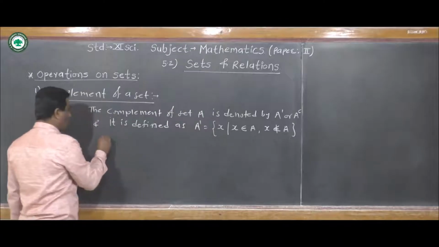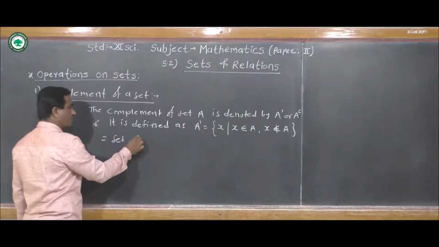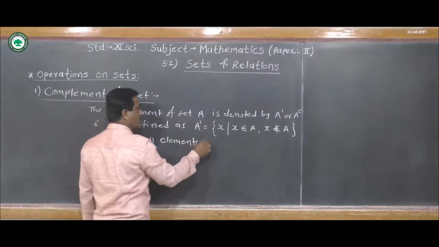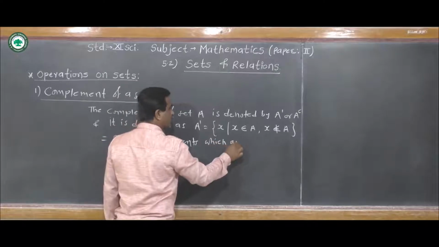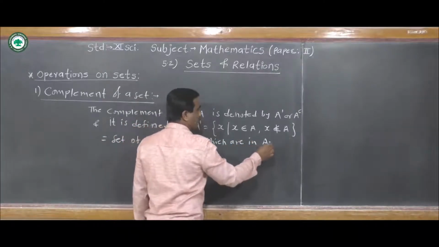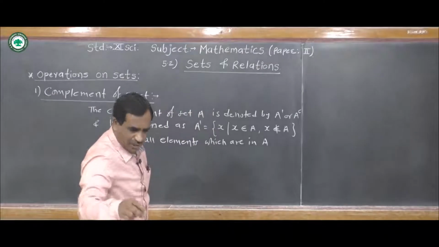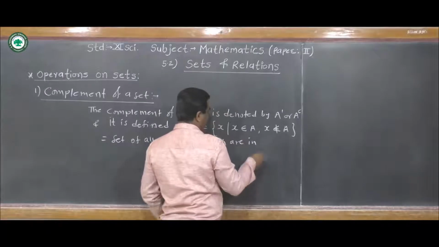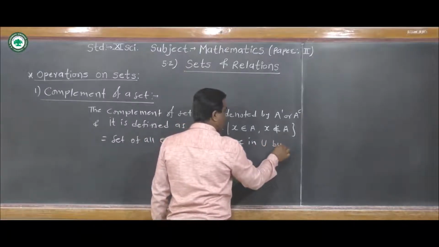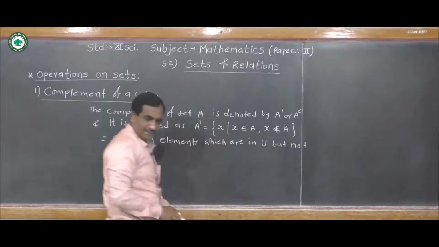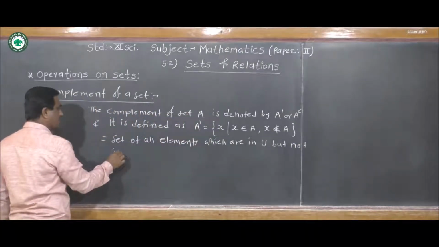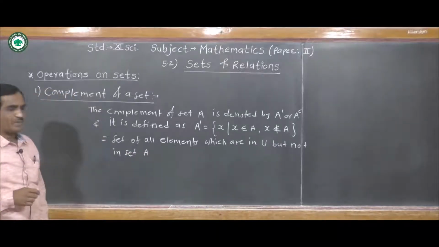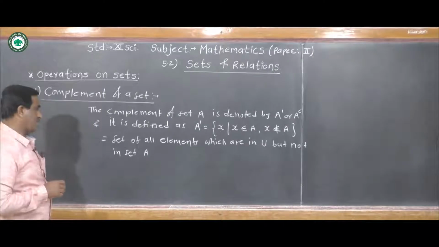That is equal to the set of all elements which are in U but not in set A. Not in set A. Okay. Now this is the definition of complement of set. Now we can see some examples here.